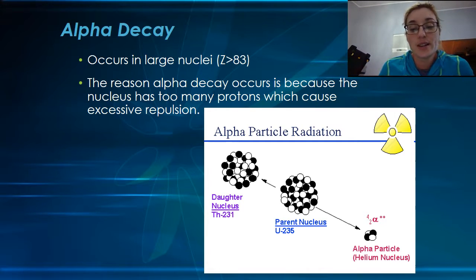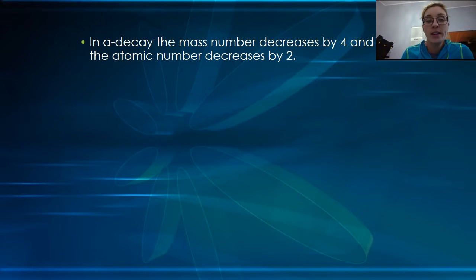Now that ejected alpha particle, as I said before, is nothing more than just a helium nucleus. So in an alpha decay, the mass number decreases by 4 and the atomic number decreases by 2, and that makes sense if we think about it in terms of a helium nucleus. Helium has 2 protons and 2 neutrons, so it has a total mass number of 4 and an atomic number of 2. So of course, if that particle is being ejected out of the nucleus of the big atom, then that big atom is going to reduce by 2 and 4 respectively.